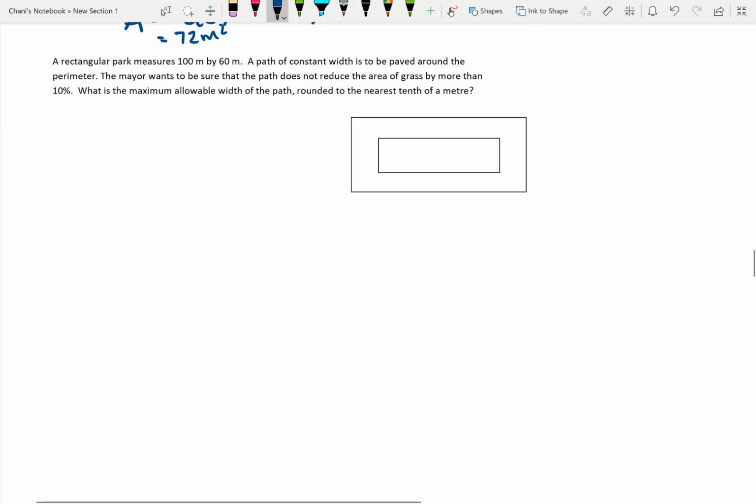Okay, one more area question, and this is similar to the achievement check that you've done. So a rectangular park measures 100 by 60. So in this case, the 100 is on the outside and the 60 is here. A path of constant width is to be paved around the perimeter. So we can call this the width. So the width is from here to here and from here to here. And this is also the same width. The mayor wants to be sure that the path does not reduce the area of the grass by more than 10%. What is the maximum allowable width of the path rounded to the nearest tenth of a meter?